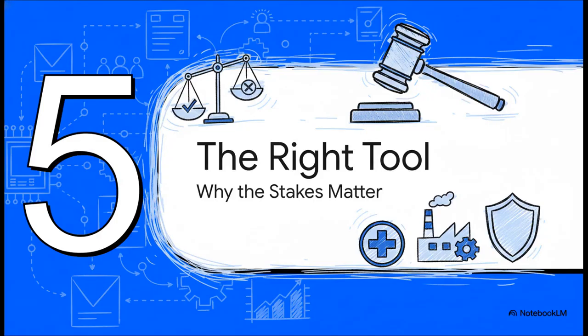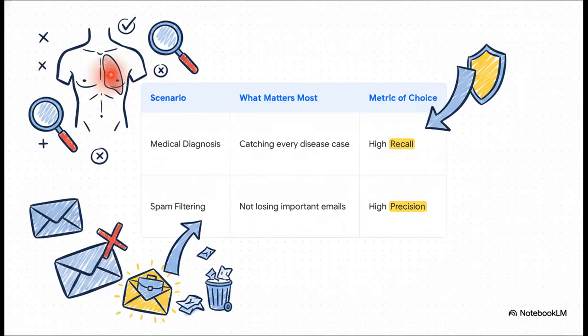Okay, so why do we obsess over all these different scores? Because in the real world, the type of mistake a classifier makes can have wildly different consequences. It all comes down to the stakes of the problem. This table says it all. If you're building a system to diagnose a life-threatening disease, missing a real case, a false negative, is a catastrophe. You want to catch every possible case, so you need incredibly high recall.